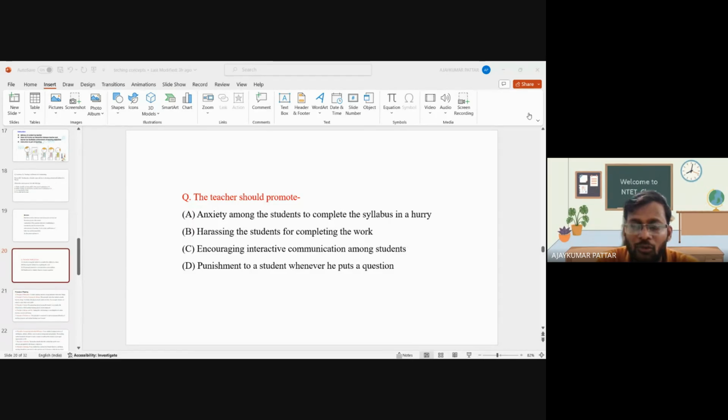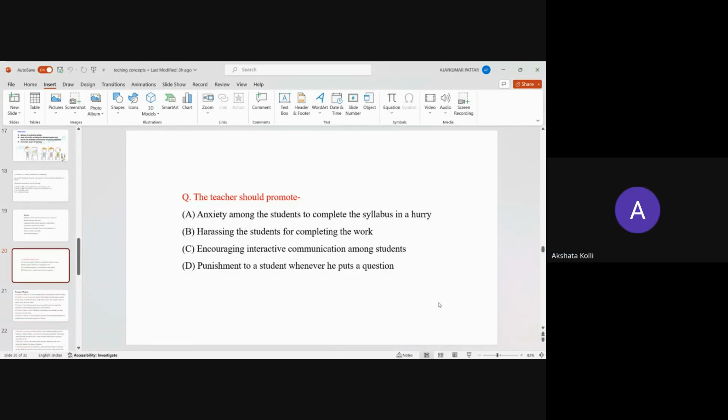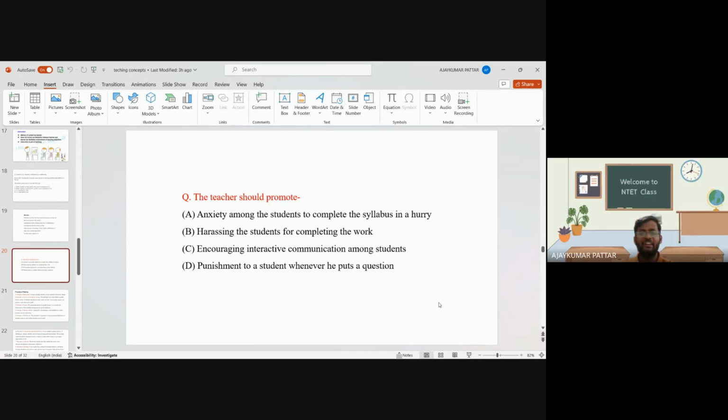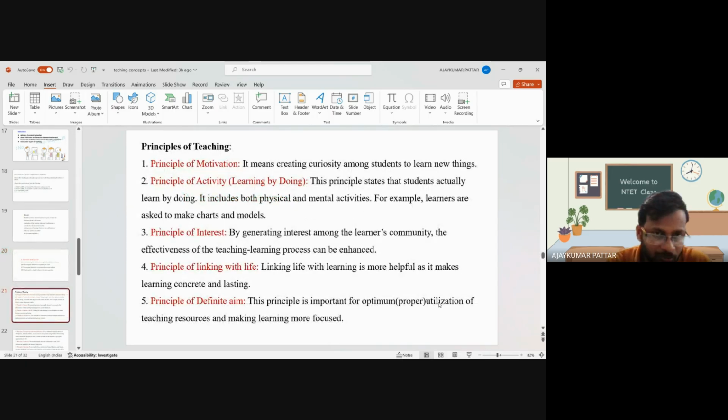So which one is the correct answer? C. So yes, encouraging interactive communication among the students. The keyword is communication. In the teaching concept, we learned that communication is between two or more, so it encourages interaction and communication among the students. That is, the teacher should promote encouraging interactive communication among the students. So up to this, are all of you clear? Any doubt? If any doubt is there, you can also ask later on.